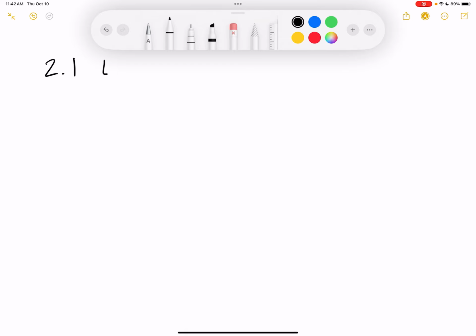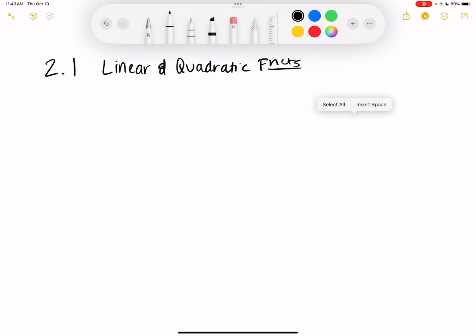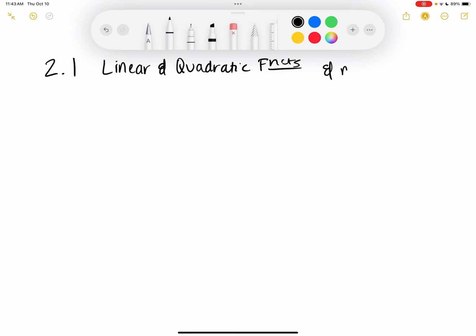All right, 2.1 linear and quadratic functions. And modeling.